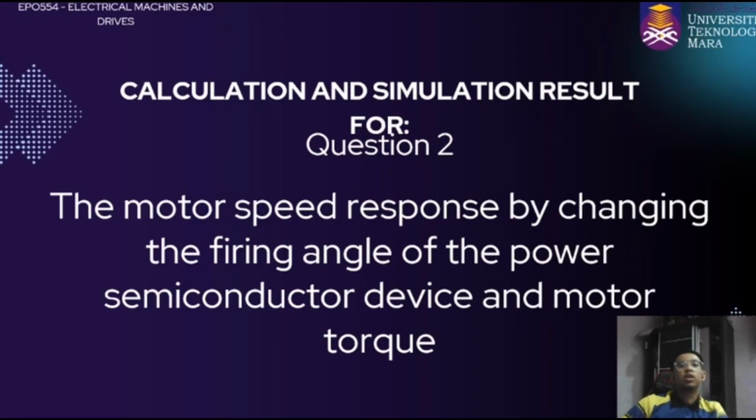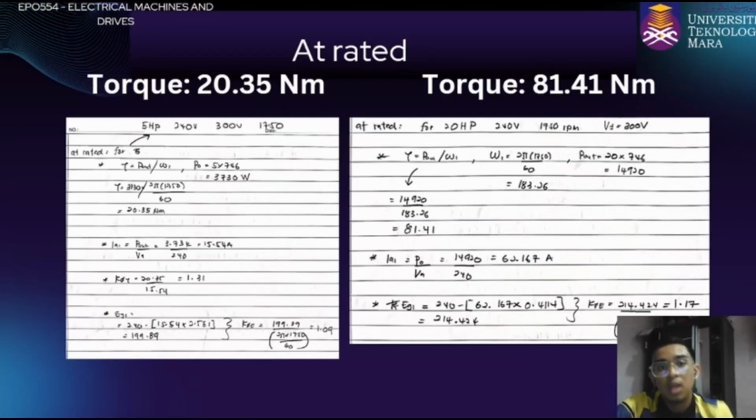Next, the calculation and simulation result for question 2. The motor speed response by changing the firing angle of the power semiconductor device and motor. Here you can see the rated calculation. On the left, the calculation for 20.35 Newton meter, and on the right is the calculation for torque 81.41 Newton meter.